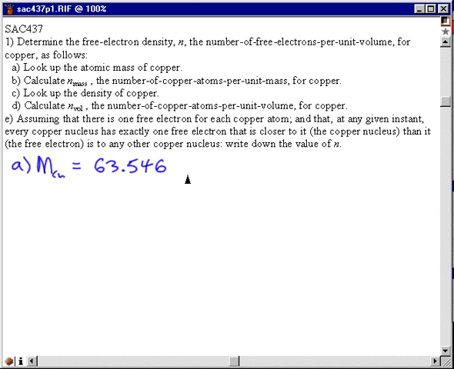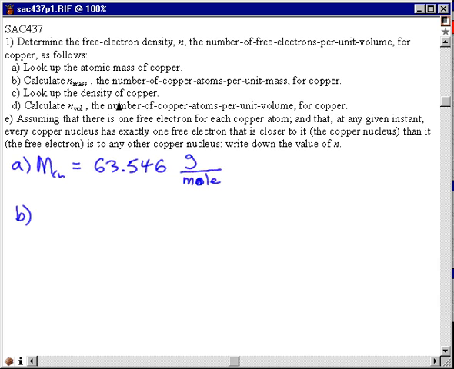63.546. We can take that as atomic mass units per atom, for instance, or it also represents the number of grams per mole of the substance. It represents the mass of 1 mole of the substance. 1 mole of copper has a mass of 63.546 grams, so I'll write it as 63.546 grams per mole.